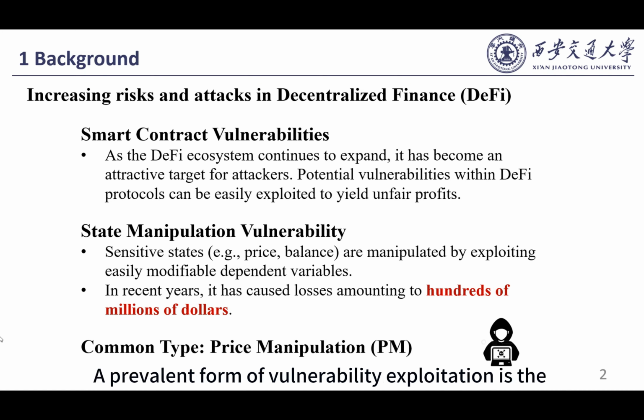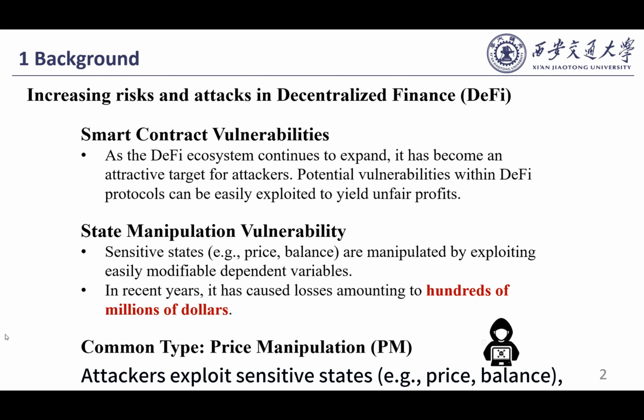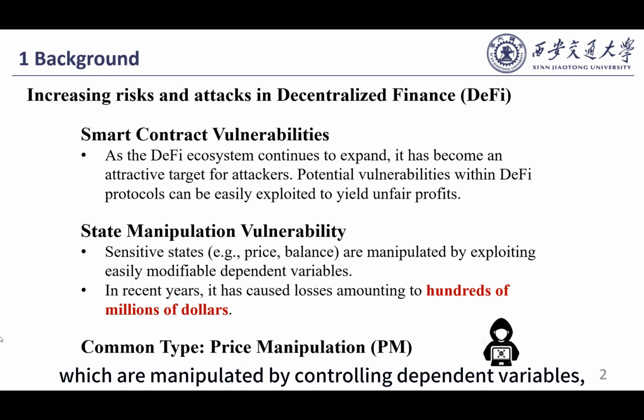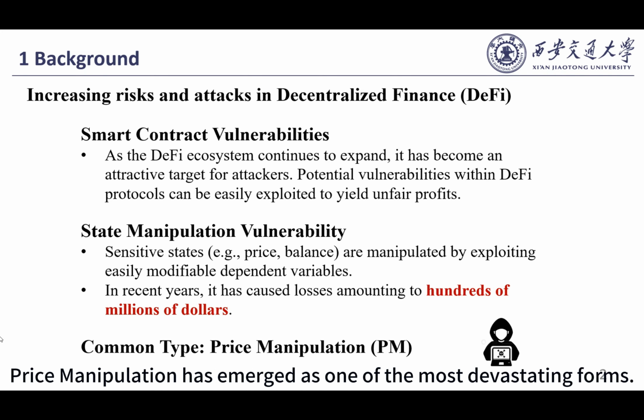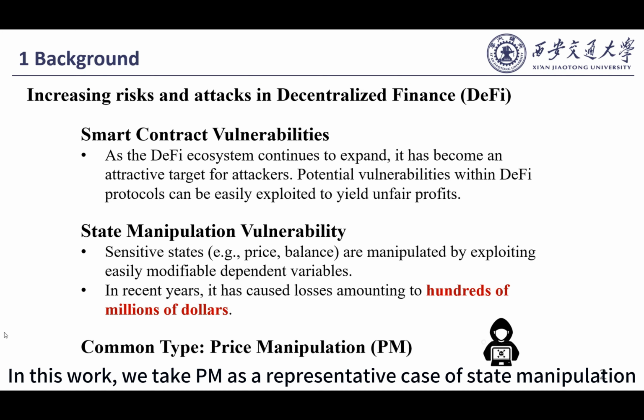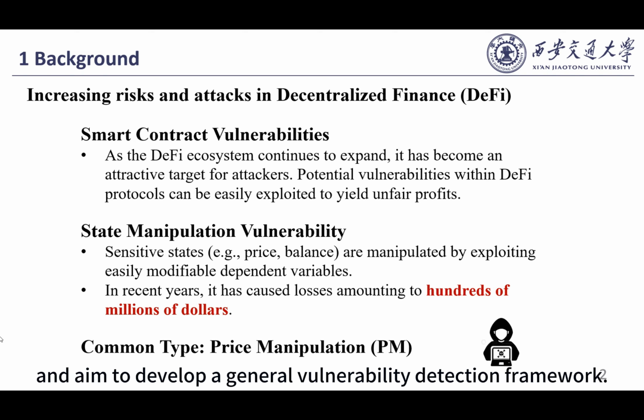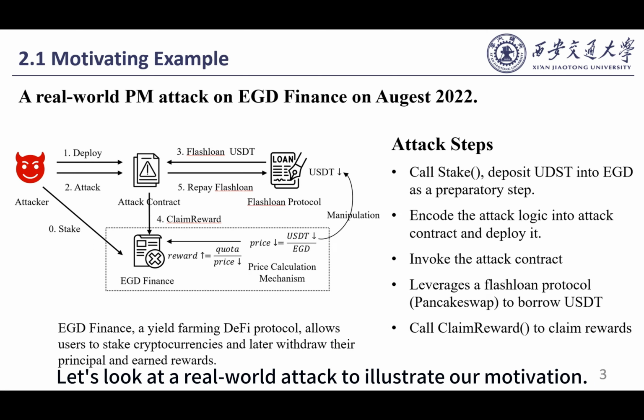A prevalent form of vulnerability exploitation is the state manipulation vulnerability. Attackers exploit sensitive states, for example, price and balance, which are manipulated by controlling dependent variables to gain unfair profits. Among various state manipulation strategies, price manipulation has emerged as one of the most devastating forms. In this work, we take PM as a representative case of state manipulation and aim to develop a general vulnerability detection framework. Let's look at a real-world attack to illustrate our motivation.